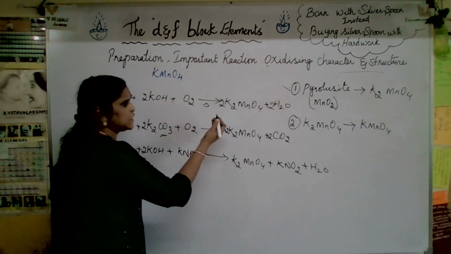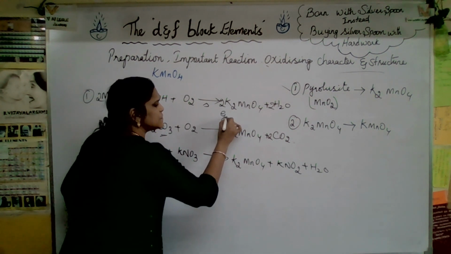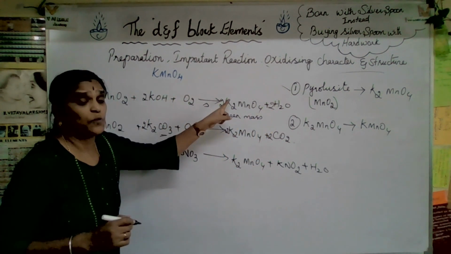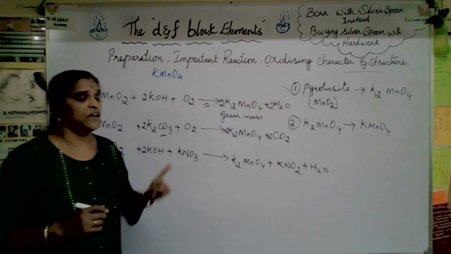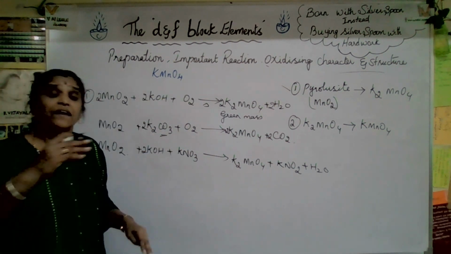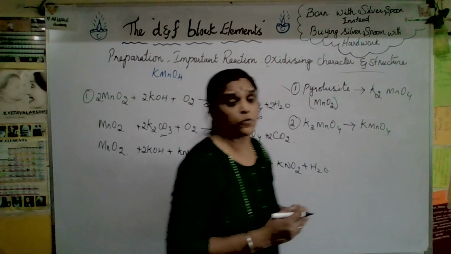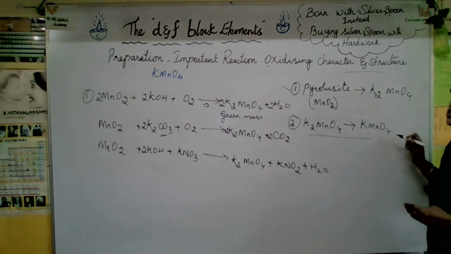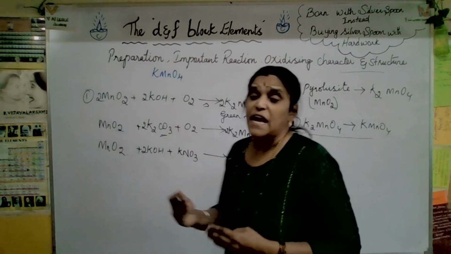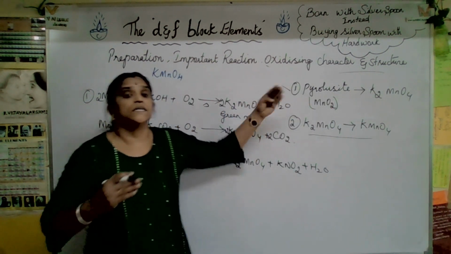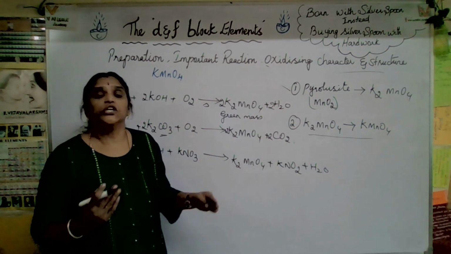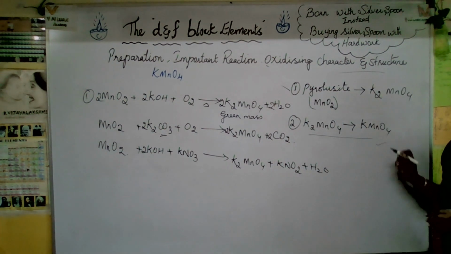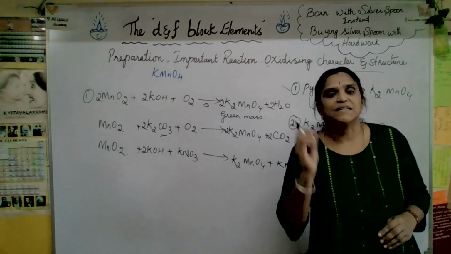So what will you get? A green mass, a green mass product. That is potassium manganate. Now this potassium manganate, treated with water, that means washed with water, gives a green color solution. Now the second step: the green color solution reacts with chlorine or else with an oxidizing agent. You will get pure potassium permanganate, purple color crystals.